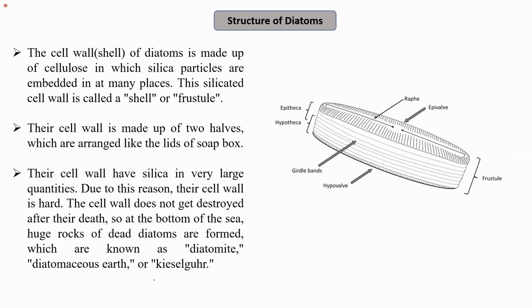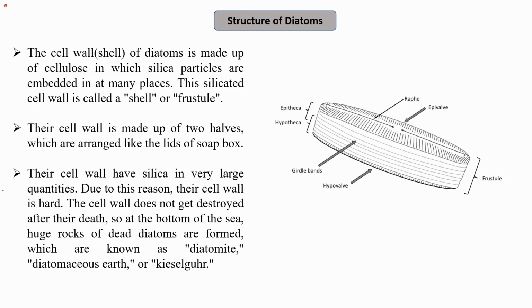So, a very important thing is to understand the structure of diatom, right? The cell wall, also known as the shell of diatoms, is made up of cellulose in which silica particles are embedded at many places. So, basically, it is made up of silicon dioxide, and the structure of the diatom cell wall is really very interesting because it is just like a shoe box, we can say, or a soap box lid, right? When we see a shoe box, we see a box which is covered with a lid. Similarly, this is what the structure of a diatom looks like.